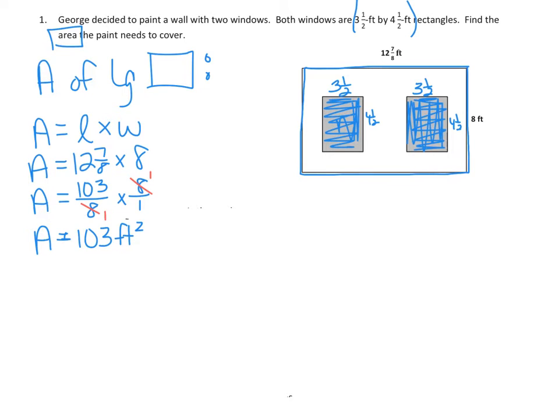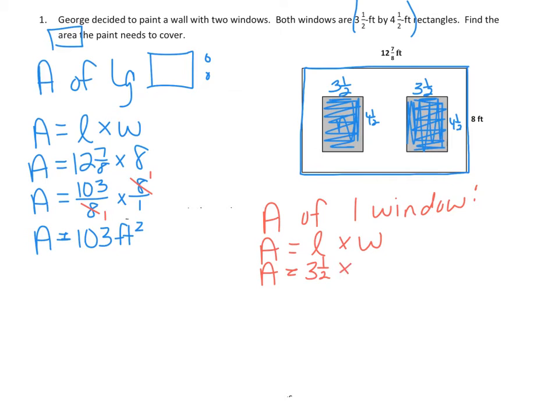So now I'm going to find the area of my windows because I know the area of the whole rectangle. I'm going to find the area of my 2 windows so I can take them away because I'm not painting them. So I'm going to do A of 1 window, because then I can just double my answer to figure out the area of both windows. So I know A is equal to length times width. So I know the length is 3.5 times the width of 4.5.